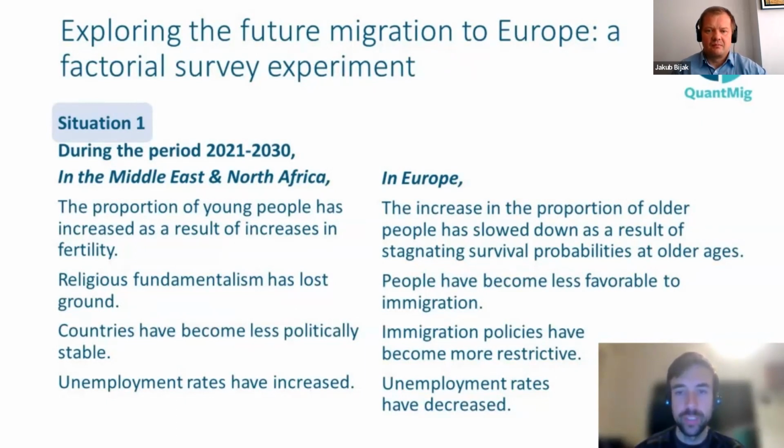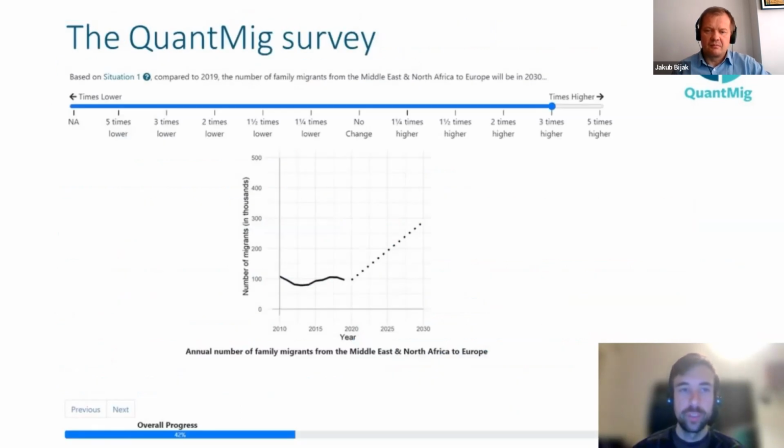For example, a vignette is shown here that supposes for the Middle East and North Africa for the year 2030 a higher proportion of young people, decreased religious fundamentalism, lower political stability, and higher unemployment rates. For Europe, it assumes an acceleration of the increase in the proportion of old people, lower favorability to immigration, stricter immigration policies, and lower unemployment rates. In total, 128 vignettes were created that present unique combinations of change in each driver.